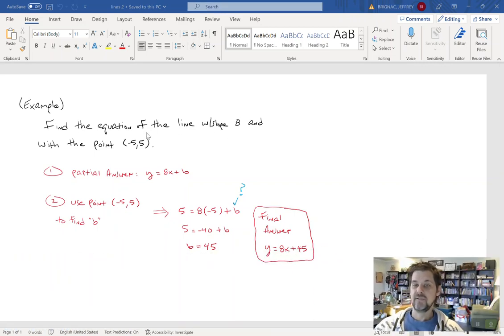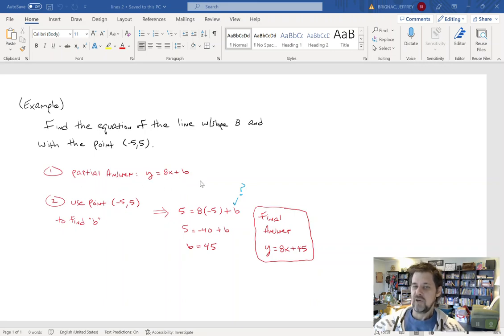It says find the equation of the line that has a slope of 8, and it goes through the point (-5, 5). So this one, I guess, is a little easier. It's a step ahead of the last one. I already know the slope.